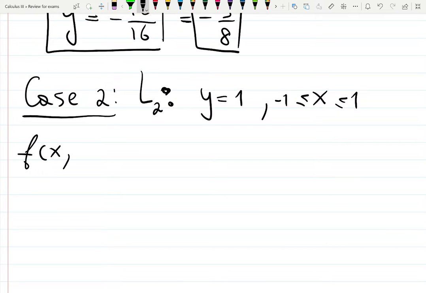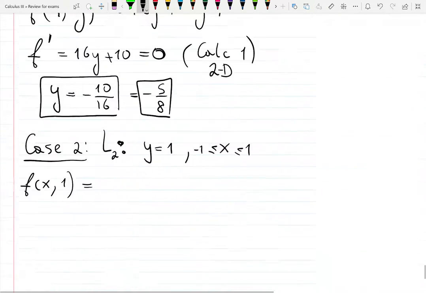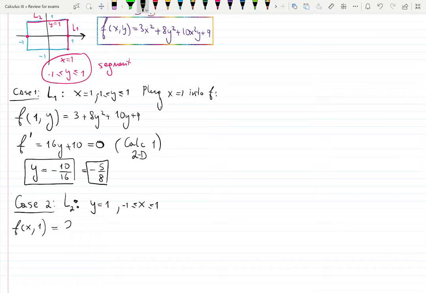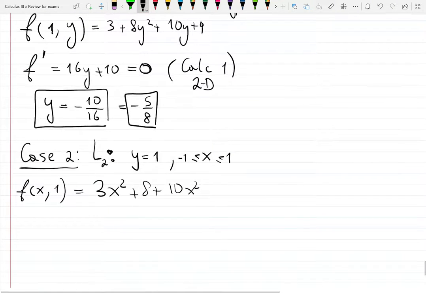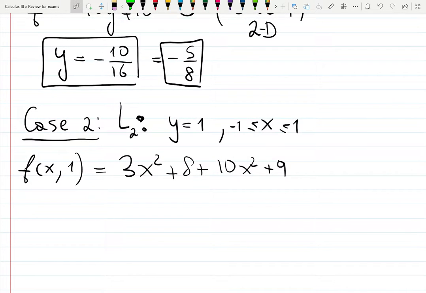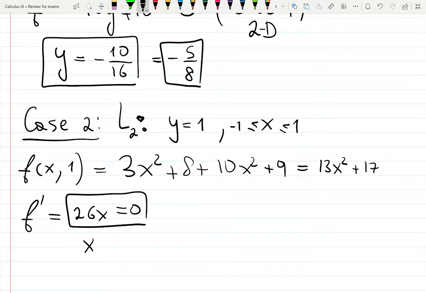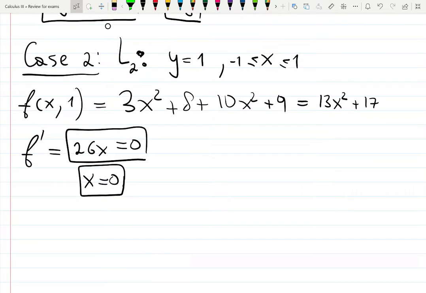Again, plug into the original function. x now is not fixed, but y is fixed. The original function is located in the rainbow box. Here it is. 3x squared plus 8 plus 10x squared, that's what I got, plus 9. Differentiating this one, no need for partial derivatives, it only depends on x. We could collect 3x squared and 10x squared, we could collect everything actually: 13x squared plus 17. So the derivative is 26x equals 0. x is 0. One more candidate. We will be checking all of them later. So x is 0, y is 1.